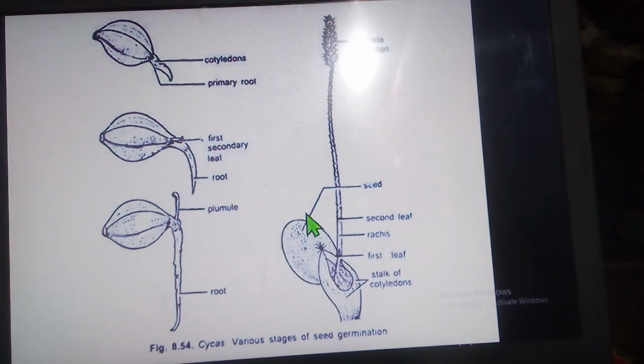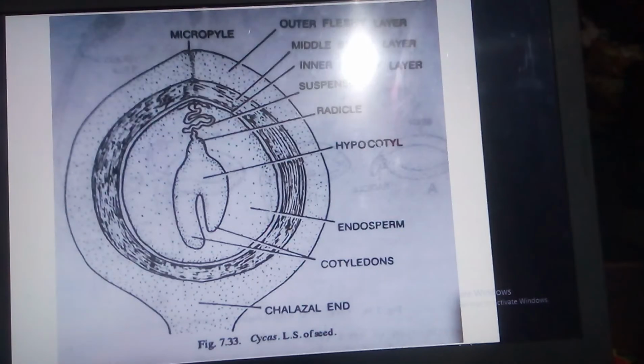We know that the integument has three layers. Remember, the inner fleshy layer, the middle stony layer, and the outer fleshy layer. So the testa, or the seed coat, the seed covering, is formed by the outer fleshy layer as well as the middle layer of this integument.